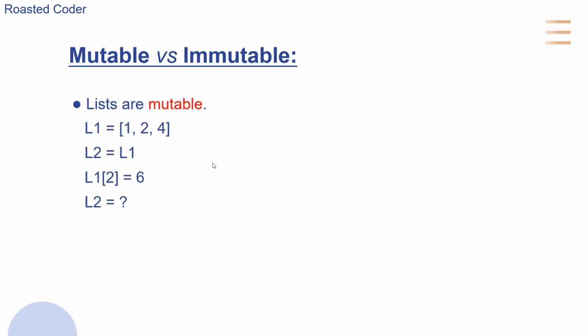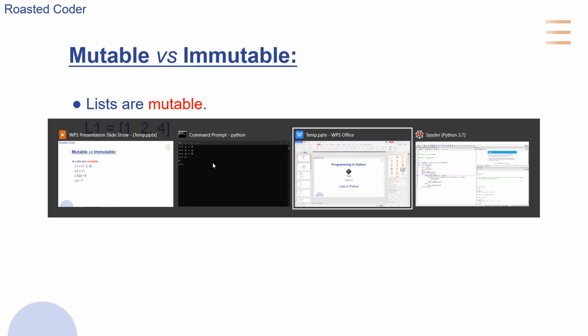Let's talk about lists, and how lists are mutable. So let's take an example here.